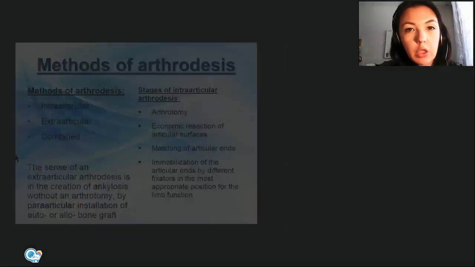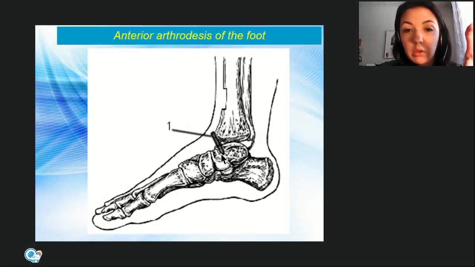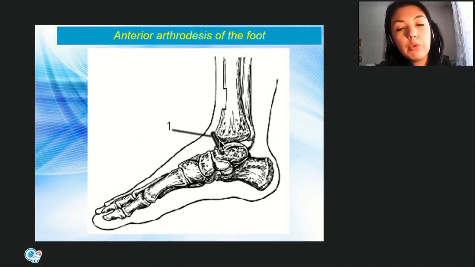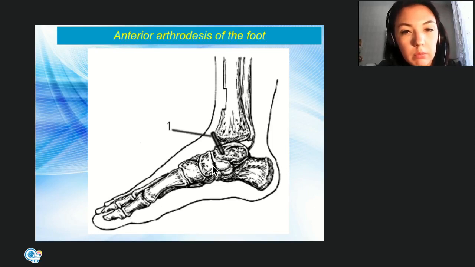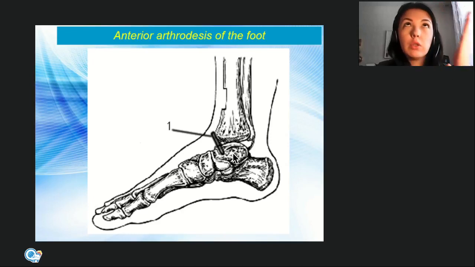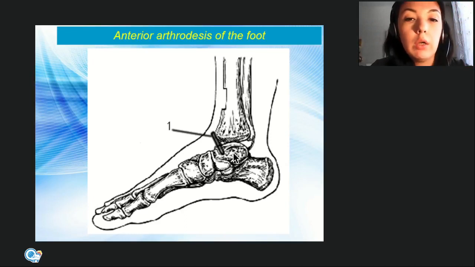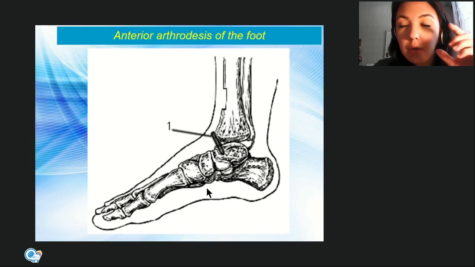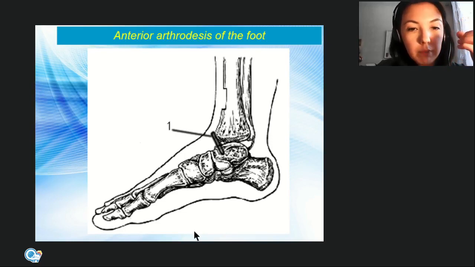So here you can see anterior arthrodesis of the foot, extra-articular. We took some part of tibia, we put it here between talus and the anterior surface of tibia, and so excessive extension of the foot is impossible due to the presence of such a bony graft here, like it acts as an obstacle, as a barrier.